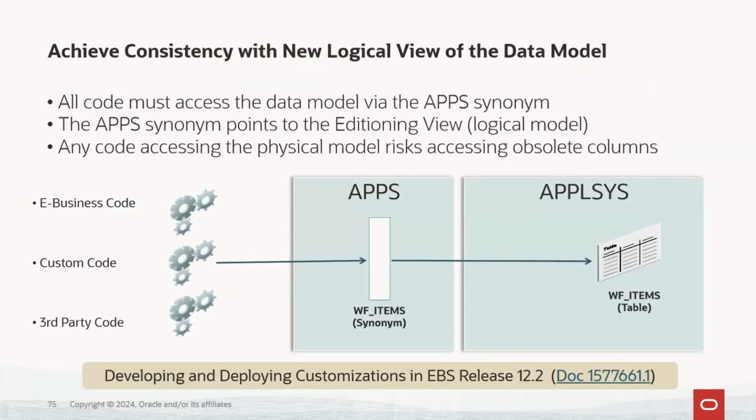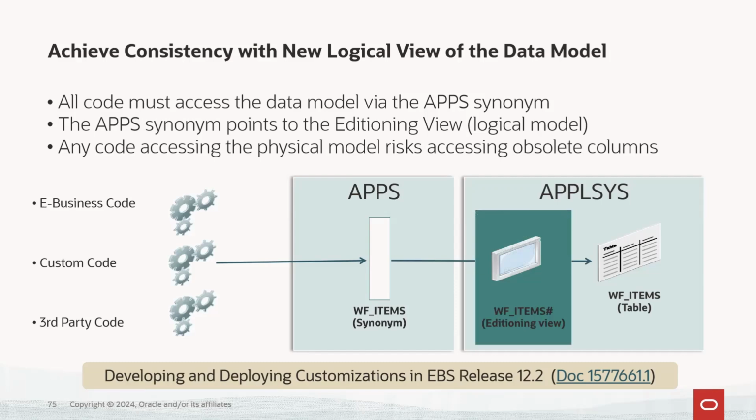Now, the main thing you need to do to achieve consistency, that is minimal compliance with the new development standards, is to ensure that all of your code accesses the data model via the app synonym. This has been a standard actually for a long time, but it's really critical to the online patching environment. And that's because the app synonym will point your code to the correct editioning view. In other words, you don't want your code to mistakenly access the physical model and mistakenly access a column that is now obsolete. So you'll always want it to go through the app synonym and, in relation to that, through the correct editioning view.